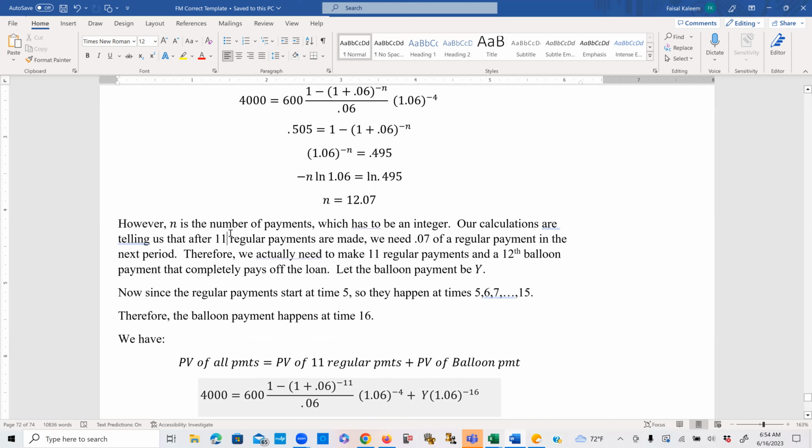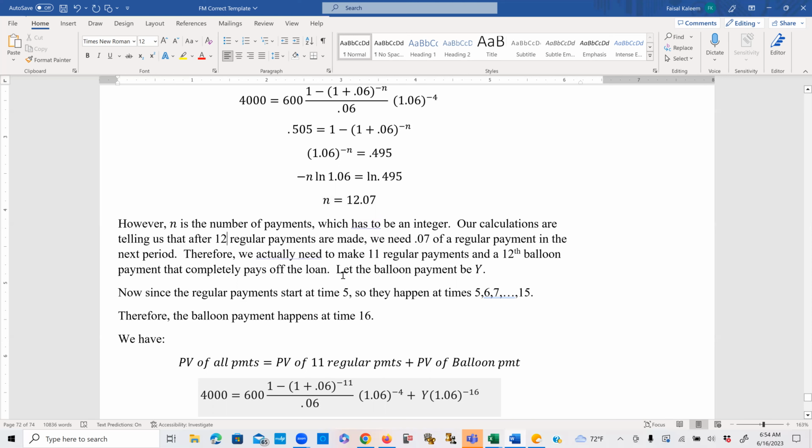in fact, after 12 regular payments are made, we need 0.07 of a regular payment. So 12 regular payments and then 0.07 of a payment in the next period. So therefore, since we are looking for a balloon payment, we should not be making 12 regular payments, but 11 regular payments, and then the 12th payment will be the bigger one, which will take care of everything. So in a balloon payment, whatever n we get, we go to the previous integer. So if you get 12.07, it means you need 11 regular payments, and the 12th one will be the balloon payment in this case.